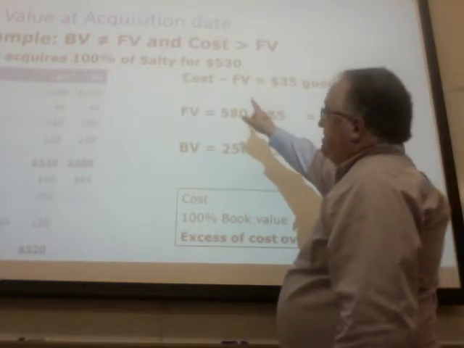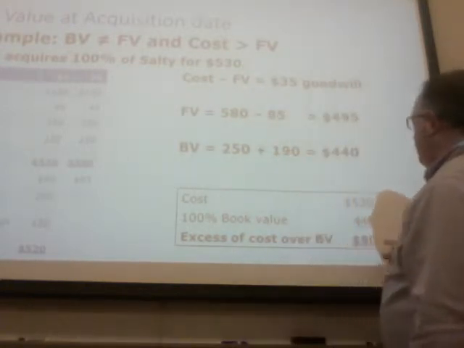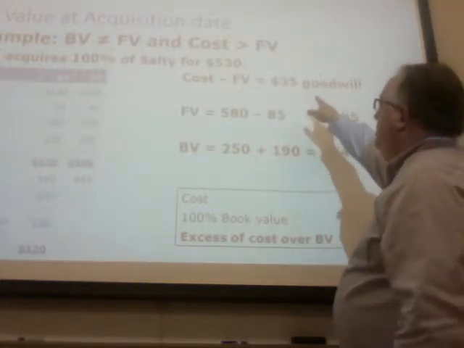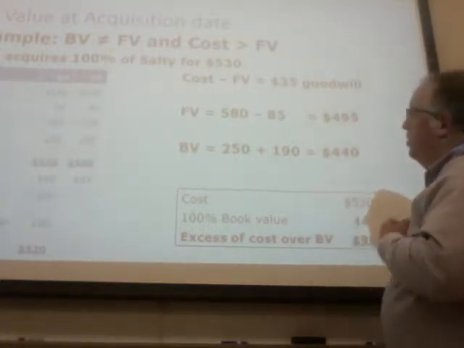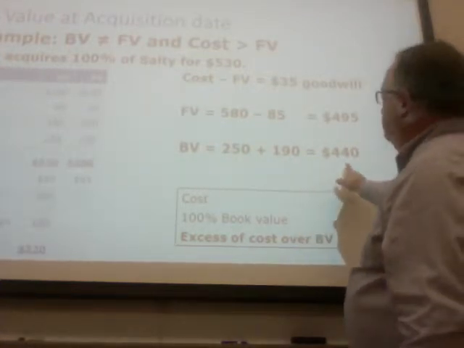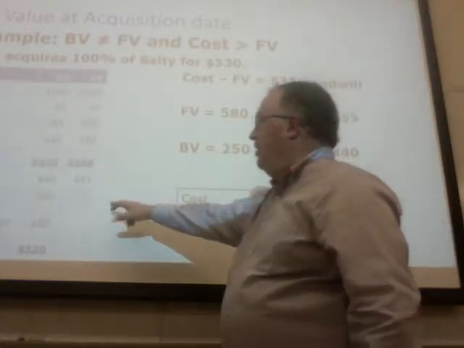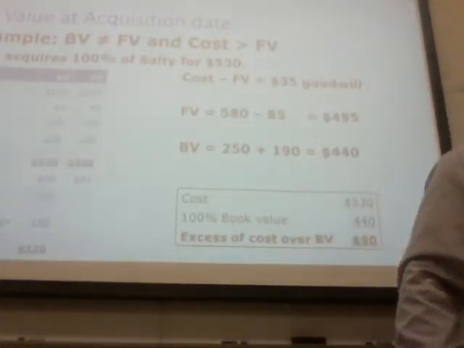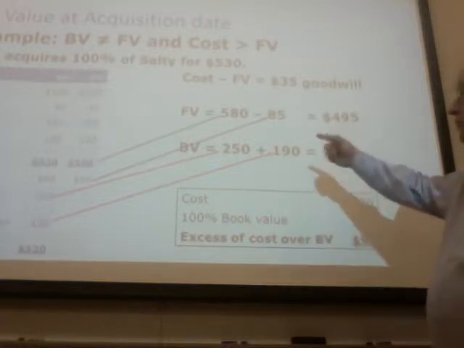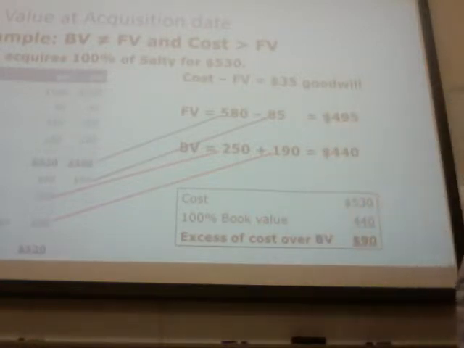And the cost of the asset, we're paying $530 for $495. So we've got 35 of goodwill that we're going to recognize as one of our differentials. There's our book value, 250 and 190. So again, showing you where we take those numbers from. It's basically just the book value equity of the subsidiary, Salty. There's our fair value, comes from our fair value column. Fair value of net assets is $495.